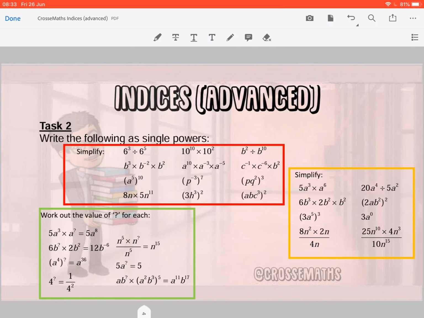If the indices question turns up right at the start of the paper, you'll get a question like this. If it turns up in the second half in higher tier, you'll get a nastier question, which we'll go on to in a little bit.